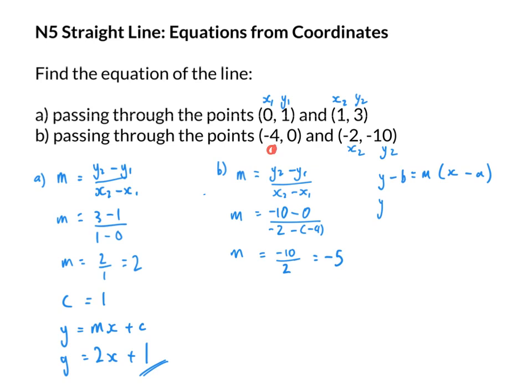So I'm going to call this (a, b) now, so I'm giving it an extra label. y minus 0 equals negative 5 times (x minus negative 4). That'll give me y equals negative 5 times (x plus 4). Just taking a little second to tidy up that minus negative, just so I don't get muddled when I multiply by that negative 5 there. So y is negative 5x minus 20.